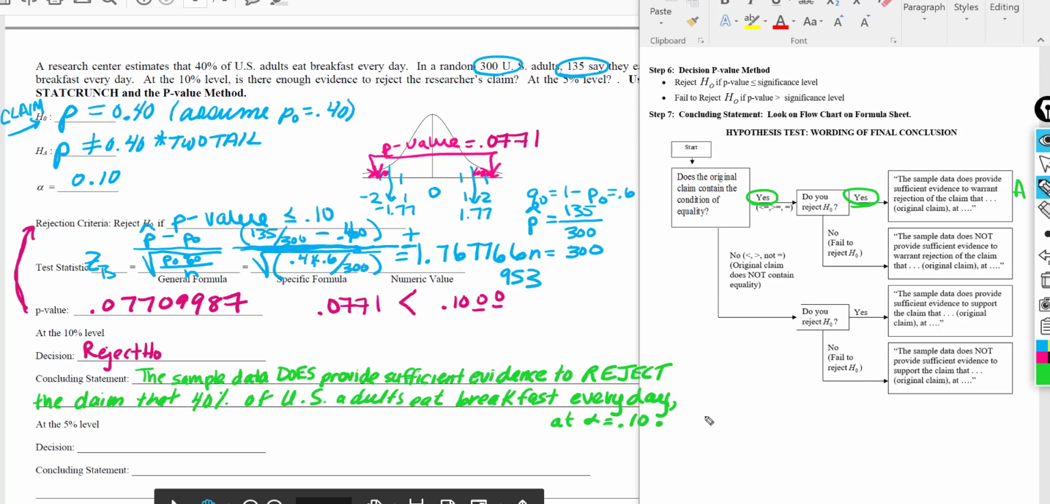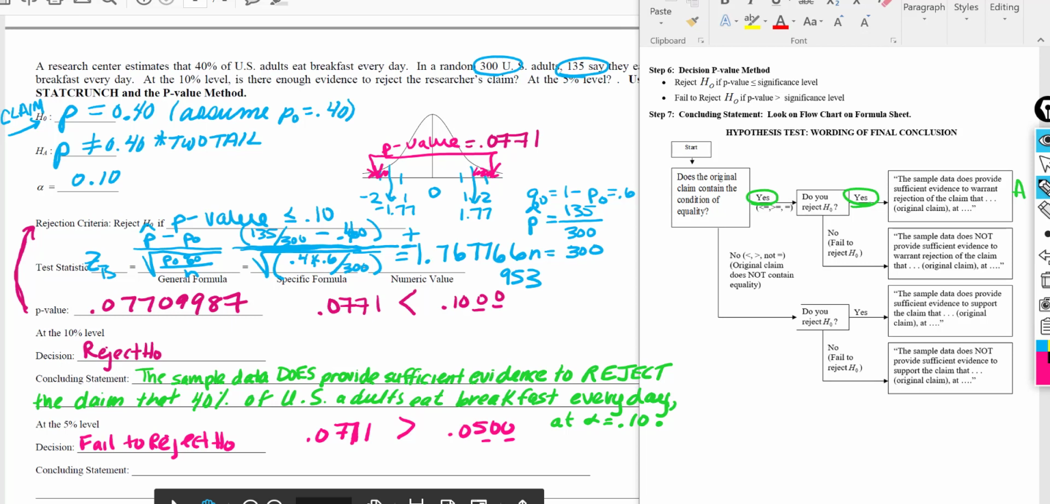Now, let's test it at the 0.05 significance level. So if we test it at the 0.05 significance level, we look at 0.0771 compared to 0.05. Going to add the couple decimal places, and we can see that it's definitely greater than. So this decision would be fail to reject the null.